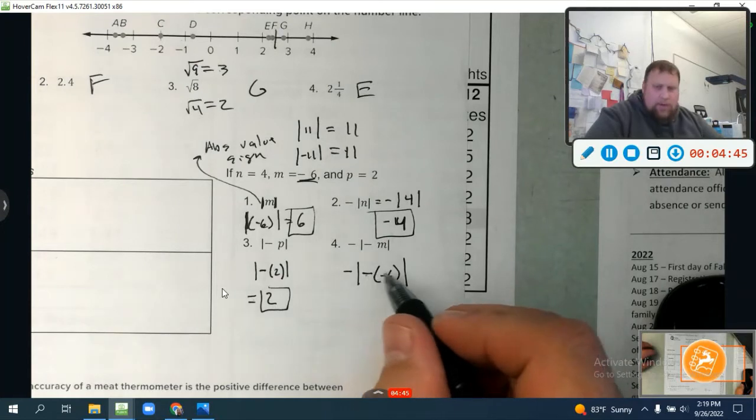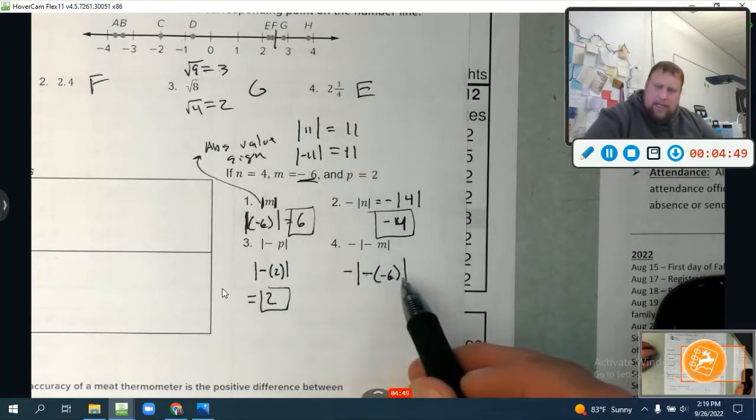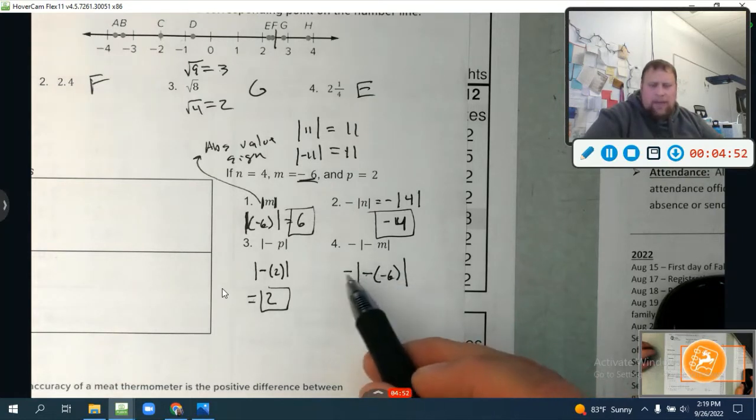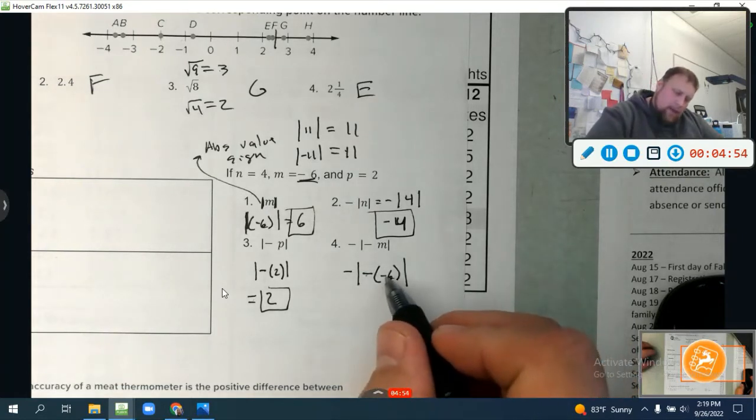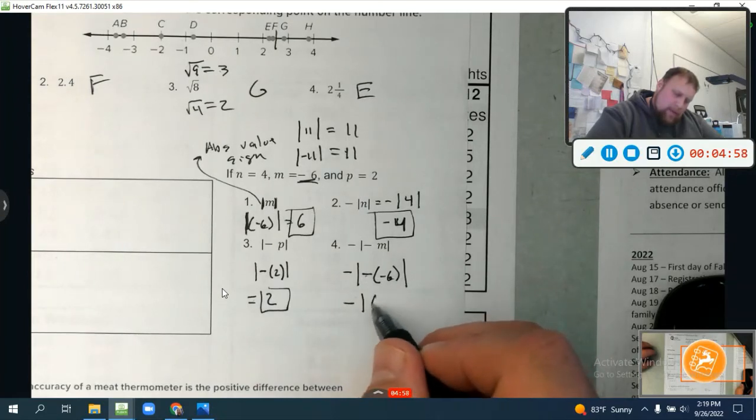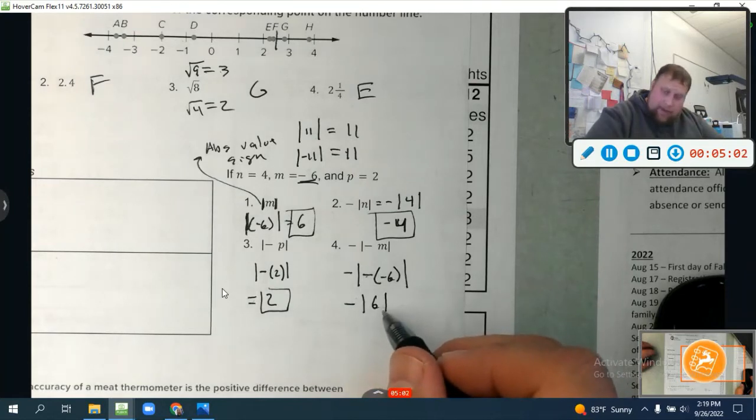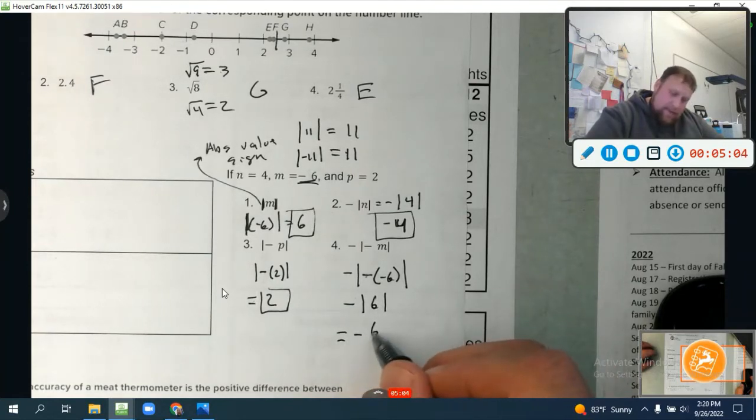What do 2 negatives make? Now, we can combine these 2 negatives on the inside because they're inside the absolute value sign. I cannot combine with anything outside the absolute value sign. So these two negatives make a positive, so this becomes the negative absolute value of 6, which is just going to be, absolute value of 6 is 6, so this is negative 6.